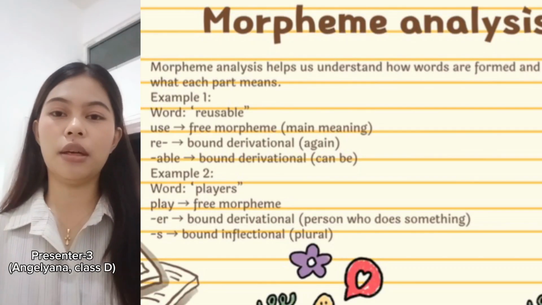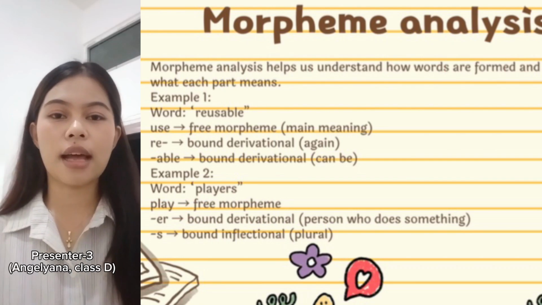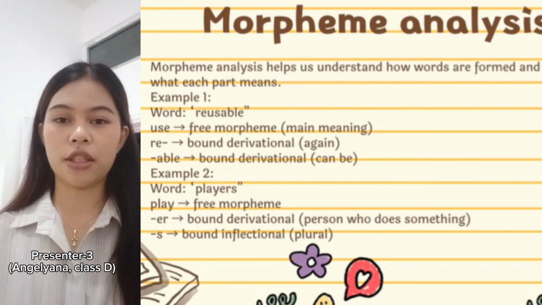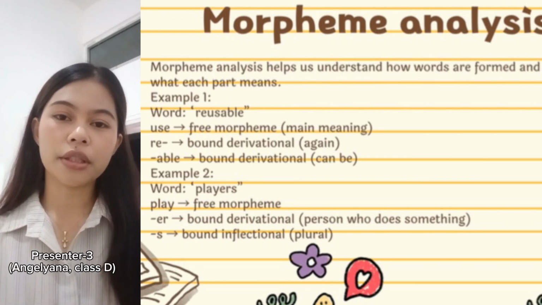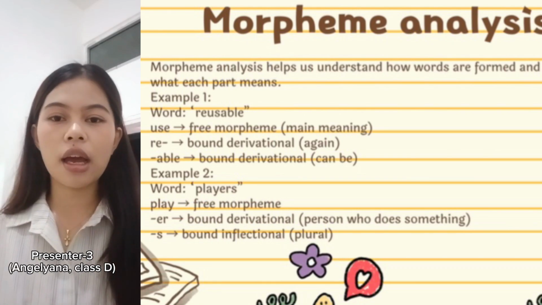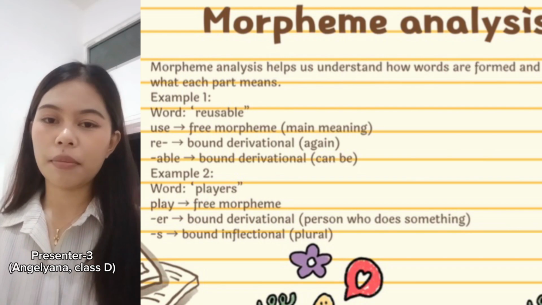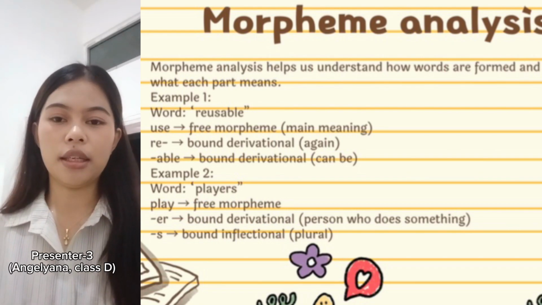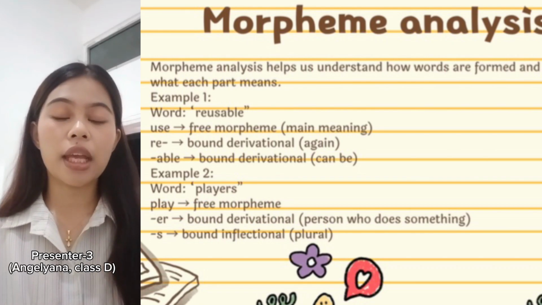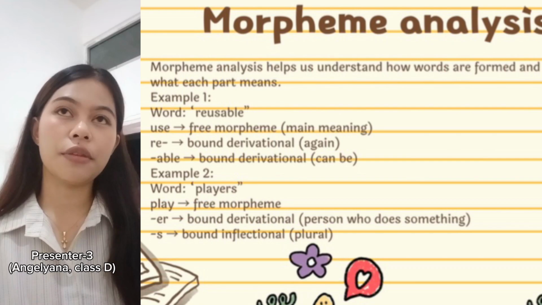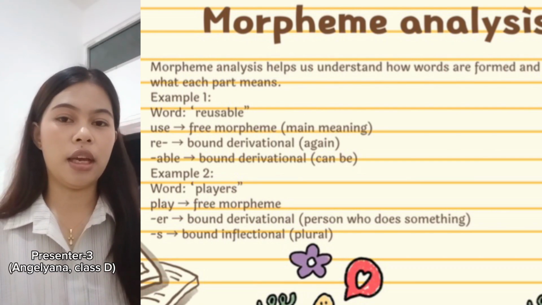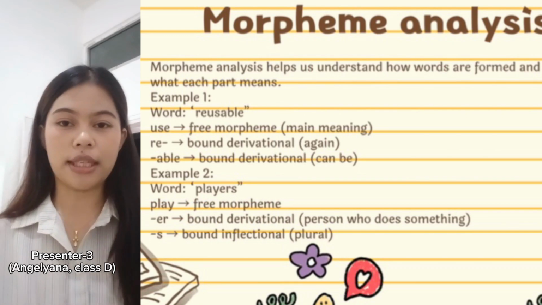I'm Angeliana. I will explain about morpheme analysis. Morpheme analysis helps us understand how words are formed and what each part means. For example 1, the word readable. Read is a free morpheme with the main meaning. Able is bound derivational, meaning can be. And then for example 2, the word players. Play is a free morpheme. Er is bound derivational, meaning person who does something.